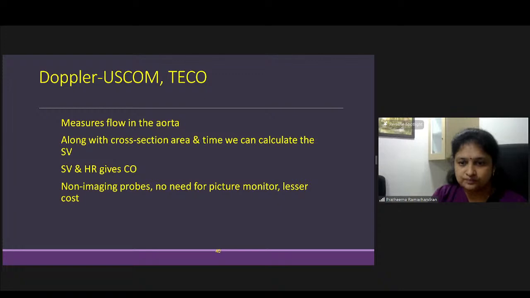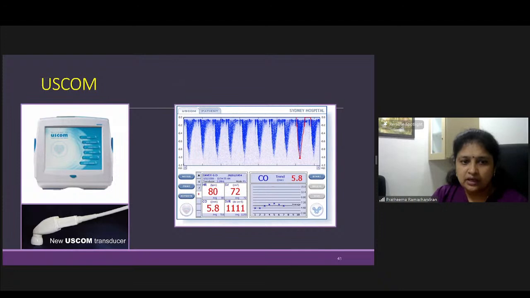There is no need for a continuous picture monitor, and it is lesser cost. So this is how it looks, and this is a monitor, and we can see the Doppler flow, how much it is. When the trace is done, we enter the heart rate, it also measures the heart rate, and stroke volume is calculated, and we can see the cardiac output given there. With the cardiac output, it is not one value; we can see the trend, and also see in the graph how it is changing with the fluid bolus, or how the patient is responding to anesthesia or any medication.